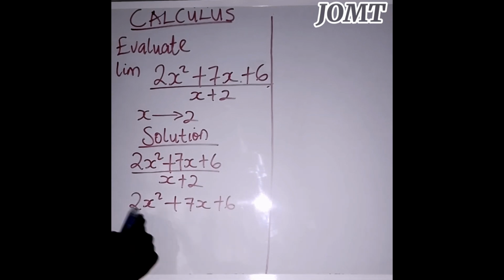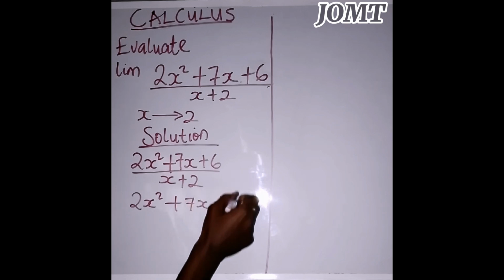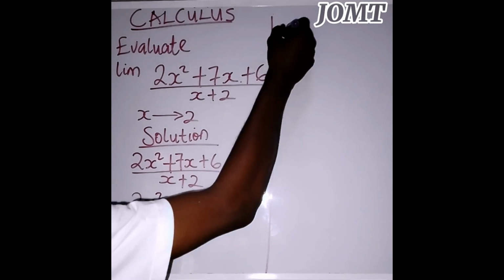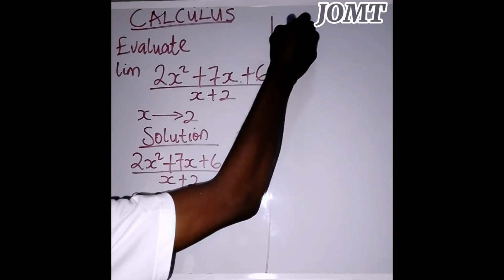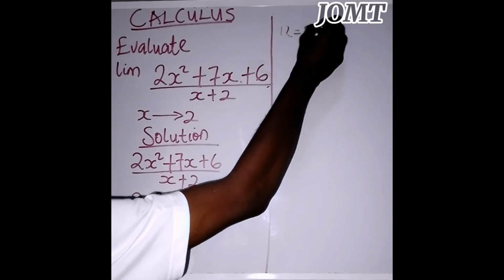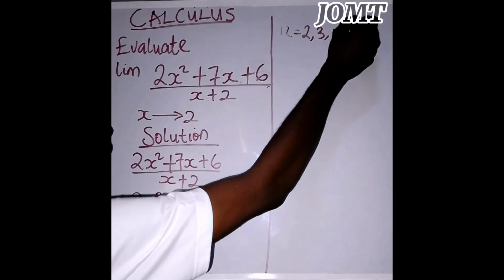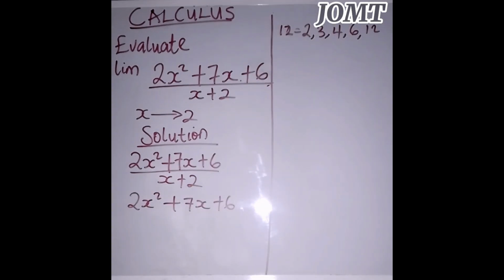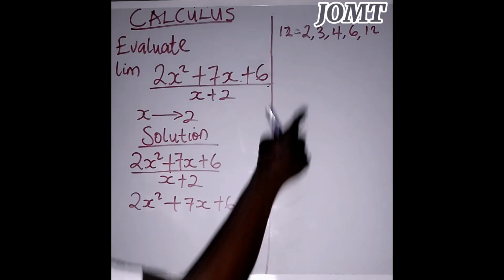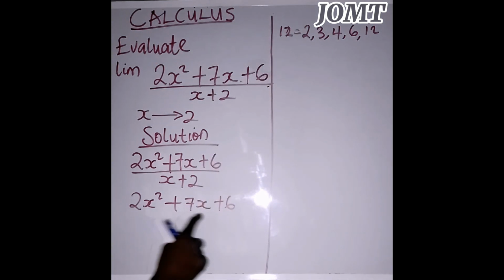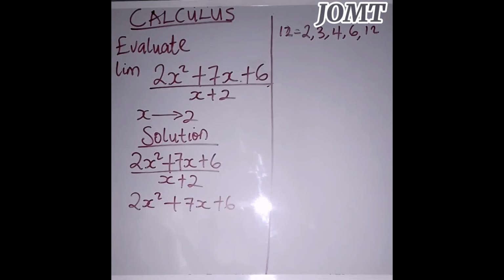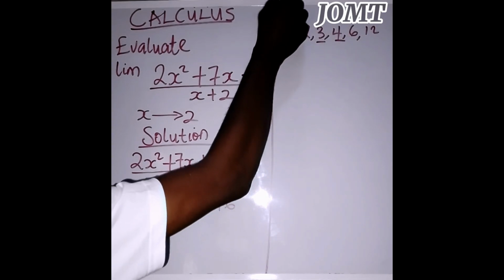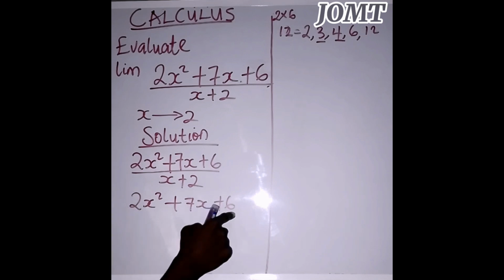Now, it's a quadratic factorization, which means we're using 2 and 6. So 2 times 6 is 12. The factors of 12 are 2, 3, 4, 6, and 12. Now from these factors of 12, what two numbers will I add or subtract that will give me 7? The two numbers are 3 and 4. Remember, I got this 12 from 2 times 6.